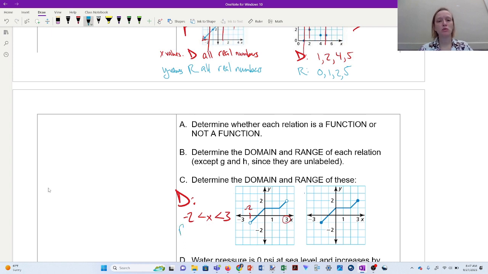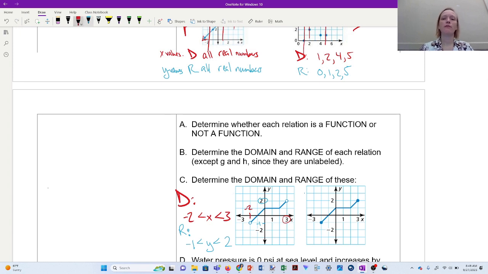Similarly, for the range, which we can do in the y direction, we go from -1 here up to +2. So my y values can go from -1 up to +2. And again, I'm using less than symbols, not less than or equal to.